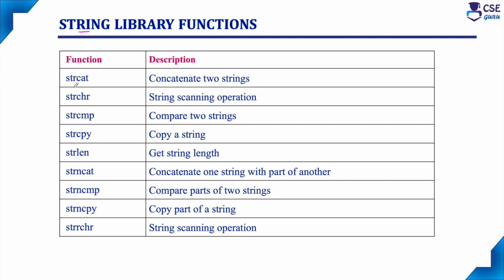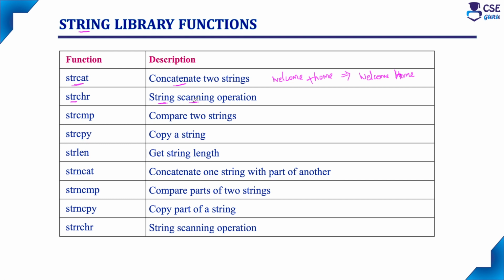Okay. First is strcat. This is to concatenate two strings. For example, if the first string given is welcome and the second string entered is home, it will concatenate these two strings and display the complete string, welcome home. Next, strchr.